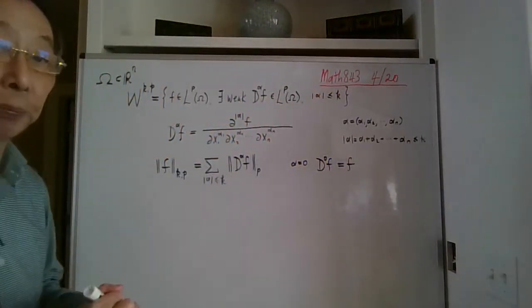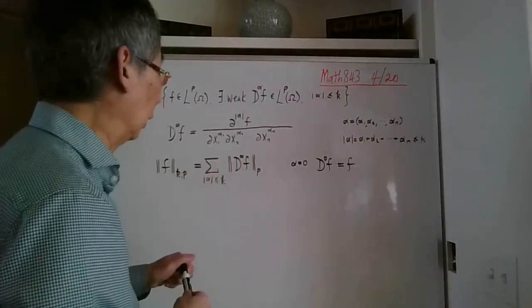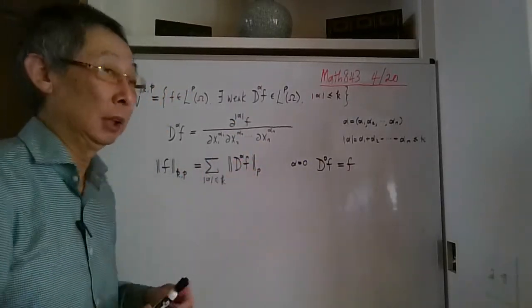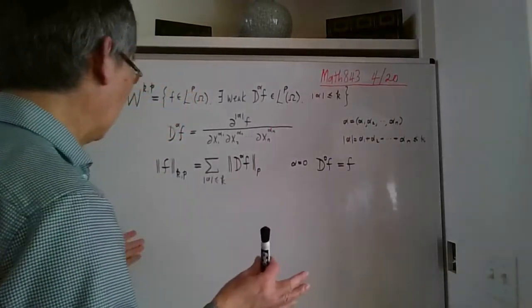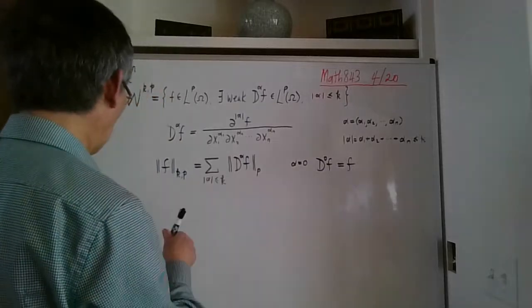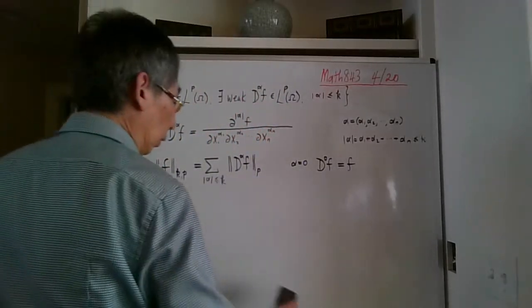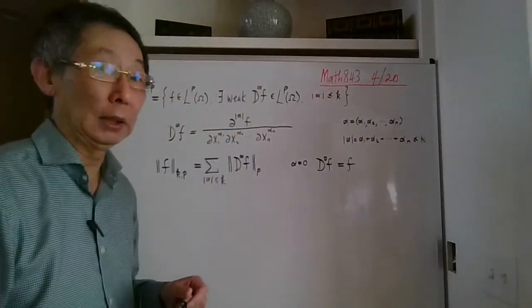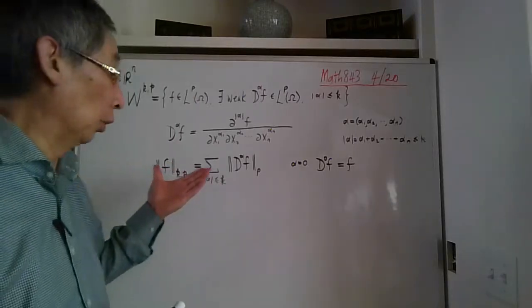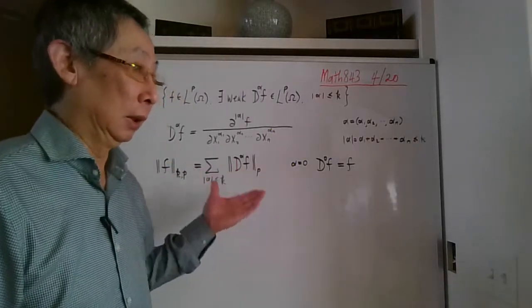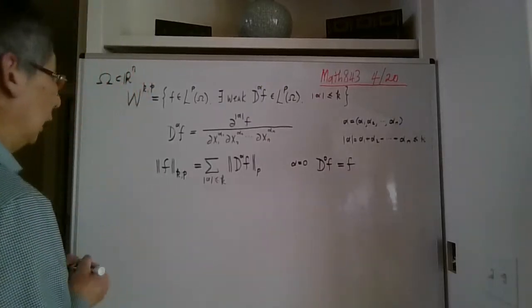Under this norm, this becomes a normed space, because we know that for L^p space you have the Minkowski inequality. Using the Minkowski inequality, you can show that this norm satisfies the triangle inequality. So it's a normed space. And later we're going to show that this space is a Banach space, meaning that under this norm it is complete.